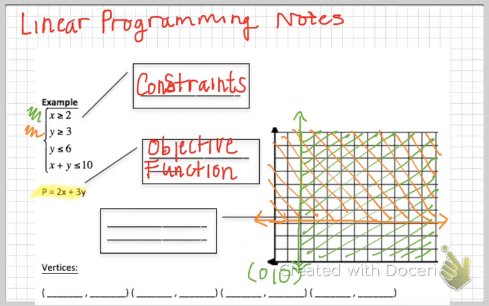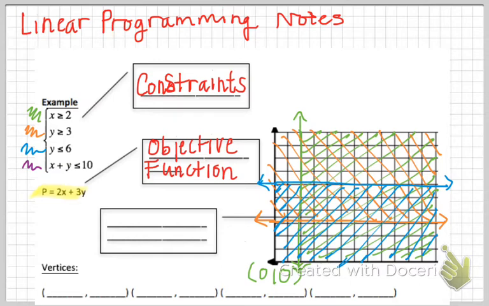Next up, y is less than or equal to 6. So that's going to be another horizontal line at 6. And this time I need to shade below because it's less than or equal to 6. And I have one more inequality. x plus y is less than or equal to 10.